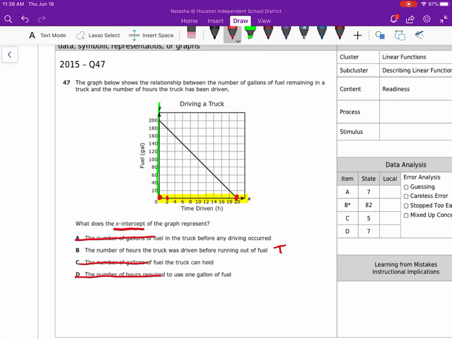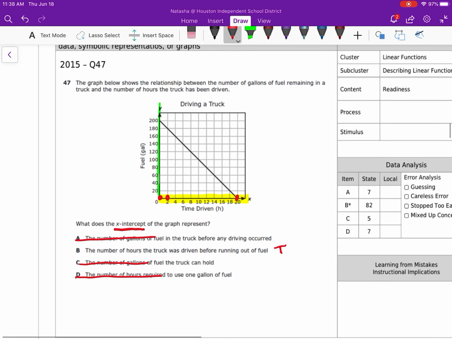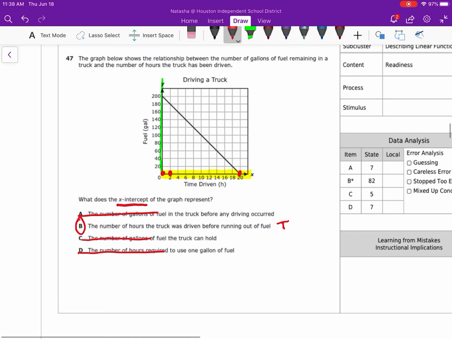No. We talked about back here when we looked at from 0 to 2 representing 2 hours, then we use 20 gallons of fuel. So that's definitely not going to be our answer choice. So just by process of elimination, it has to be B. But that's true. In 20 hours, we're going to run out of fuel.